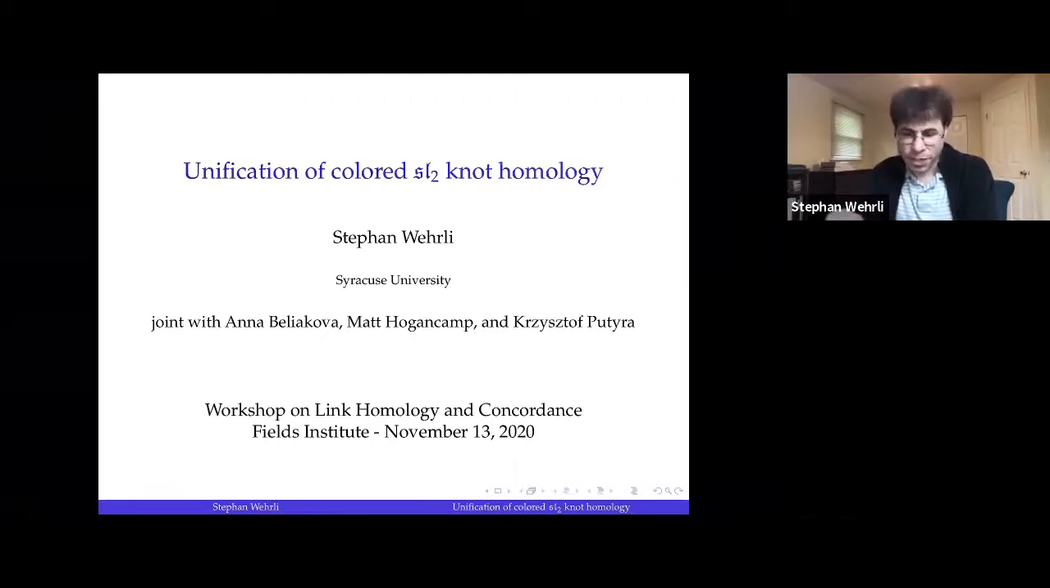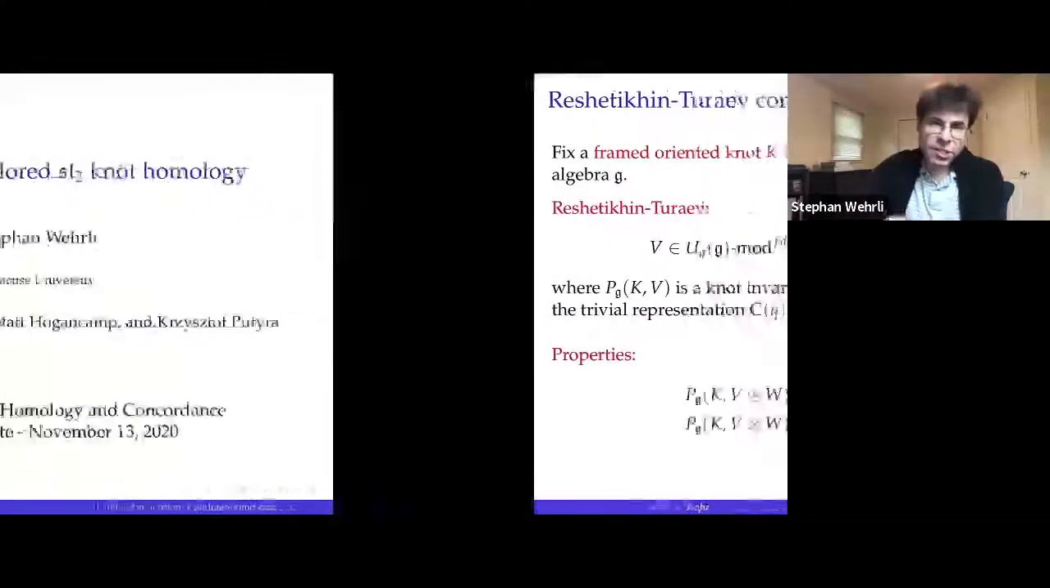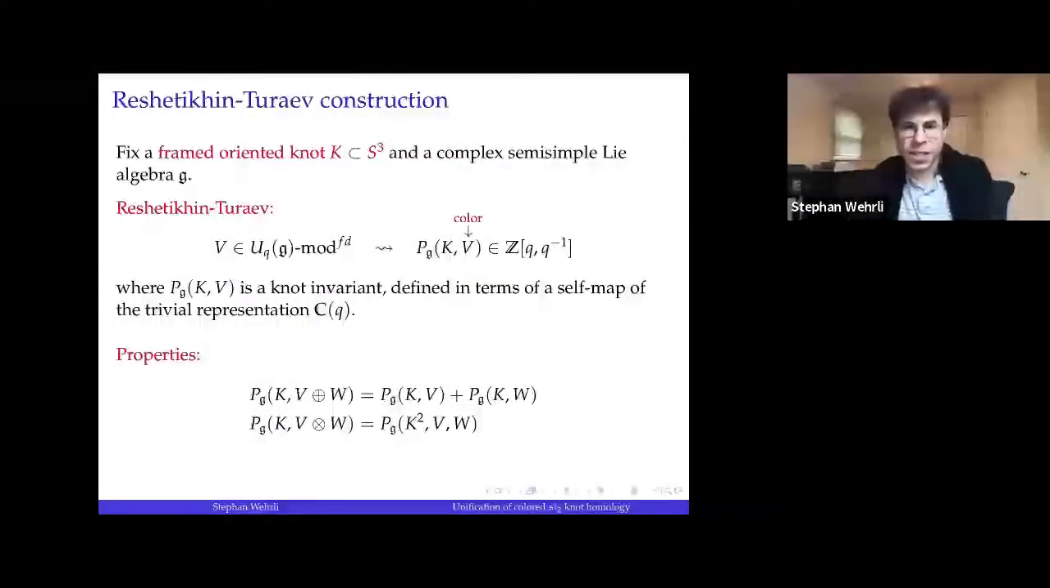So I just want to start by recalling the Reshetikhin-Turaev construction of quantum invariants. Suppose that you have some framed knot in the 3-sphere and some complex semisimple Lie algebra g. What Reshetikhin-Turaev did is, for every finite dimensional representation of quantum g, they defined some knot invariant, which is a Laurent polynomial depending on the representation. And the representation is usually called the color. So we think of this as an invariant of the knot K colored by the representation V.